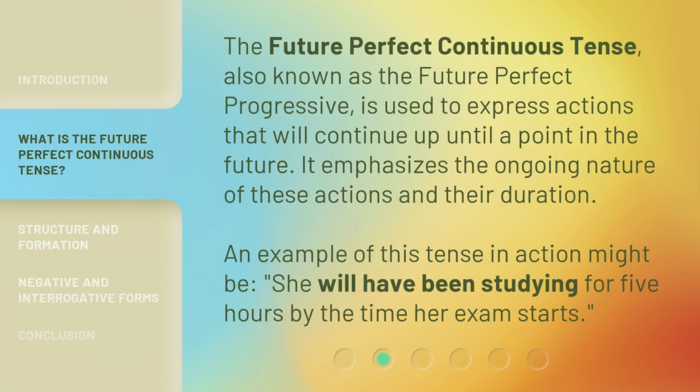The future perfect continuous tense, also known as the future perfect progressive, is used to express actions that will continue up until a point in the future. It emphasizes the ongoing nature of these actions and their duration. An example of this tense in action might be, she will have been studying for 5 hours by the time her exam starts.